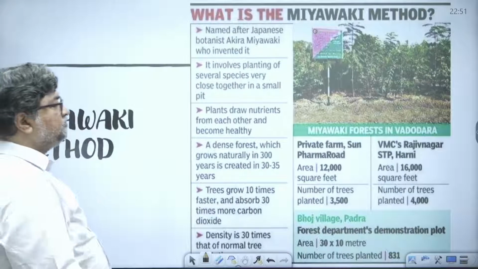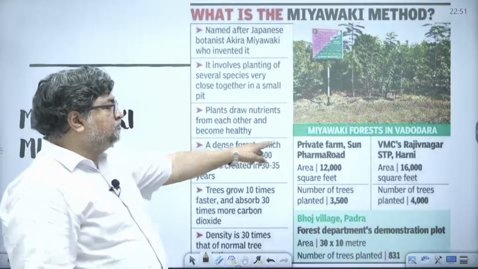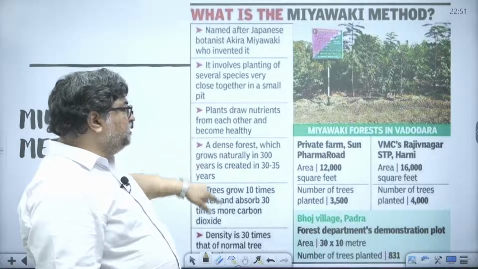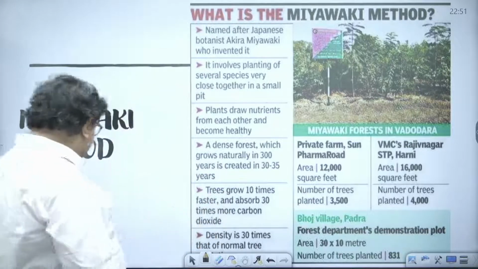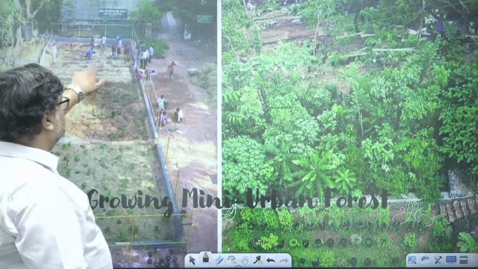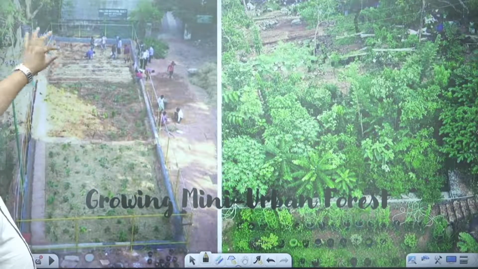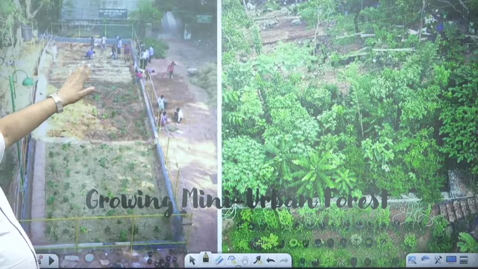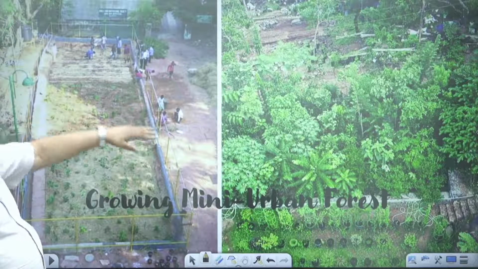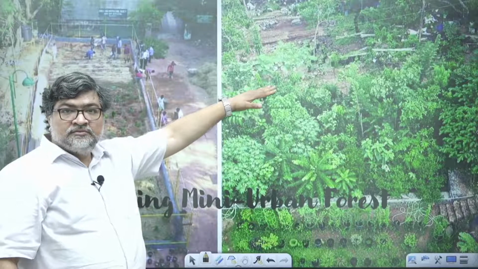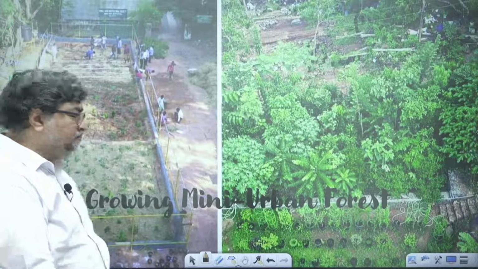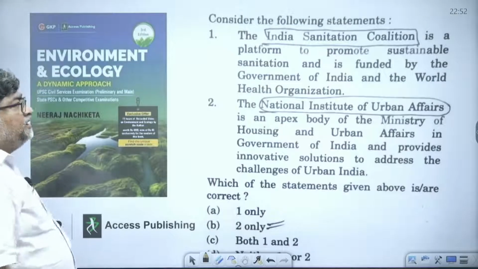Like this one. Forest in Vadodara. Miyawaki forest in Vadodara. This is all Akira Miyawaki who invented this method. Right? Here in the nursery, the saplings are planted very close apart. And the plants, trees, saplings help each other get nutrients and grow very, very fast. In a less time period, the trees will grow. This is called Miyawaki technique. Now coming to the next one.